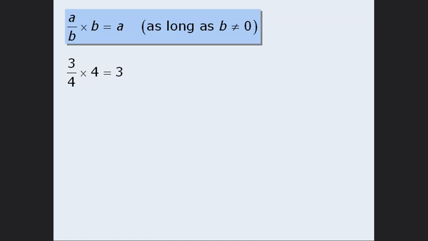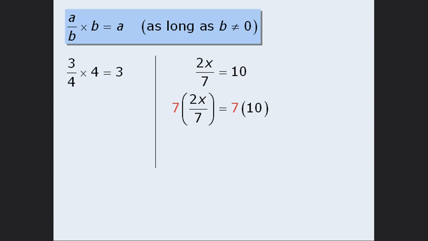We can also apply this rule to help us solve equations. Here, if we multiply both sides by 7, we get 2x on the left-hand side, and we get 70 on the right-hand side. From here, we can divide both sides by 2 to see that x is equal to 35.